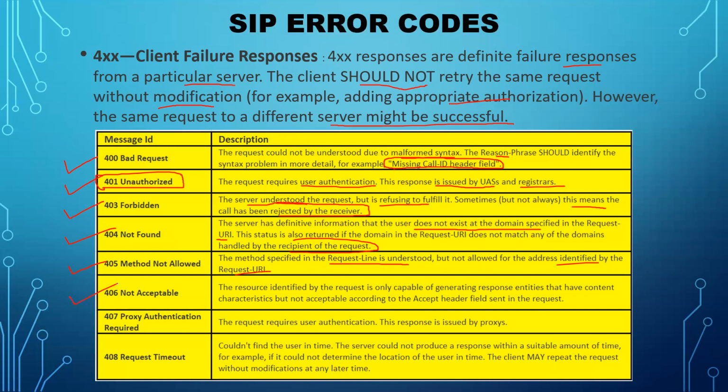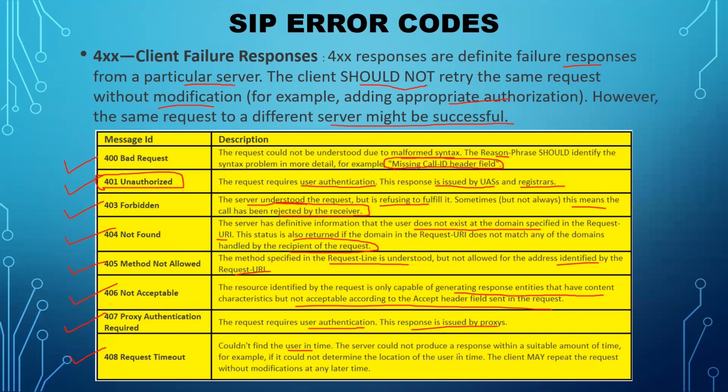Then we have 406 Not Acceptable. The resource identified by the request is only capable of generating response entities that have content not acceptable according to the Accept header field sent in the request. So with 406 Not Acceptable, it will not accept it. Proxy Authentication Required is 407. This request requires user authentication, and this response is issued by proxies. Request Timeout means the server couldn't find the user in time. If a server is not able to find that particular user, then it would be a request timeout.